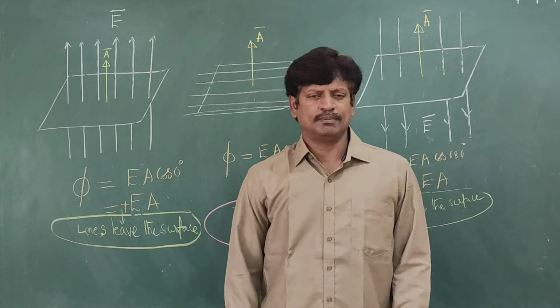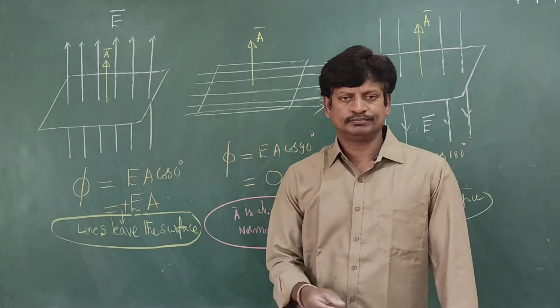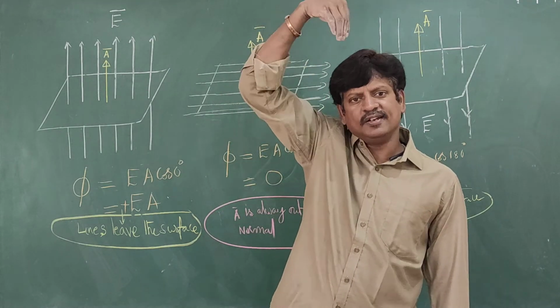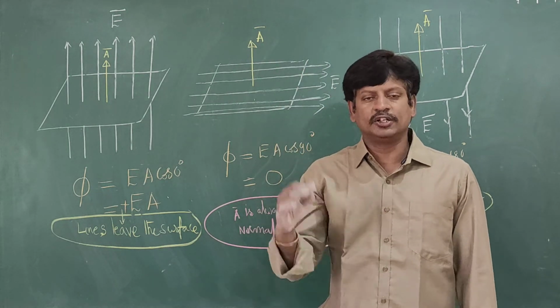Right? I'll give you one more example. For example, my scalp is there. Let's say that is the area. My hair leaves the surface. It doesn't enter into the scalp. It leaves the scalp. So flux is positive. Like that you can memorize.